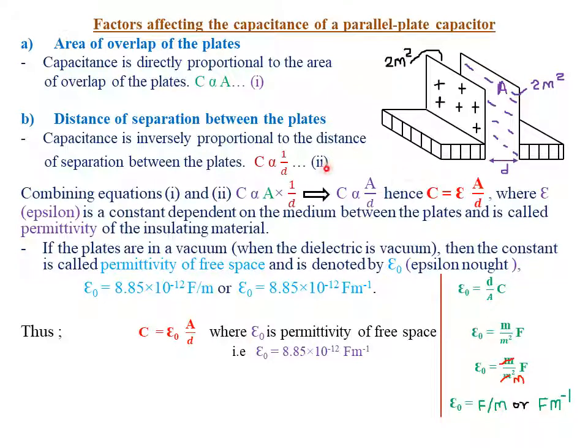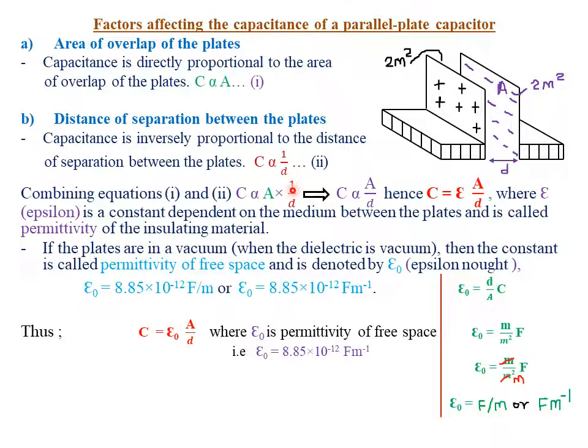So remember, this is our second equation. I want to combine equation 1 and 2. Remember, C is common, that is, capacitance is common for both equation 1 and 2. Therefore, I'll just use 1C to represent both. If C is directly proportional to A, and at the same time C is inversely proportional to the separation distance D, it simply means when I combine these two, I'll simply multiply A and 1 over D. Therefore, the capacitance C is directly proportional to A, just like in our first equation, but at the same time it is inversely proportional to D.